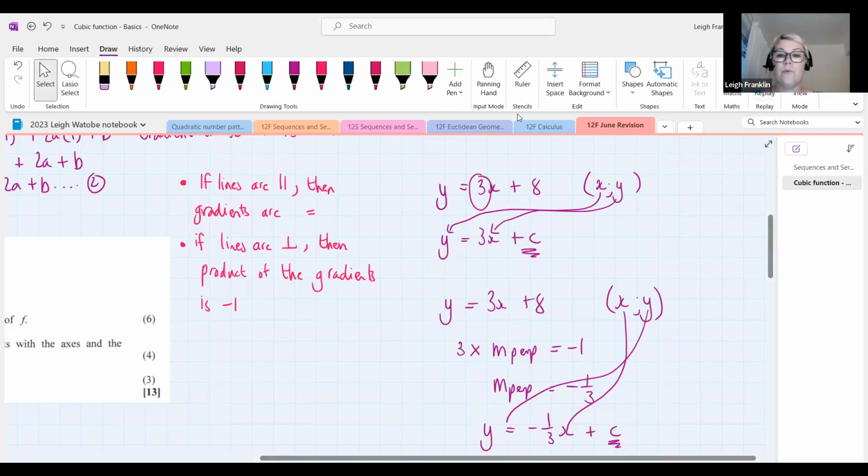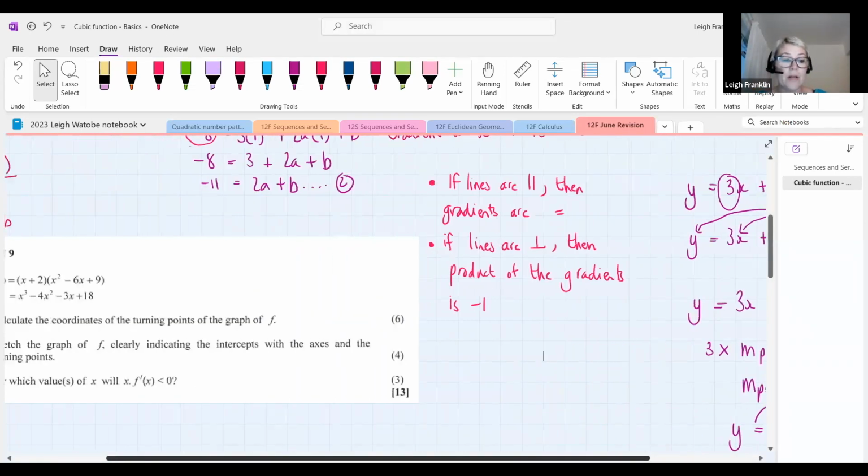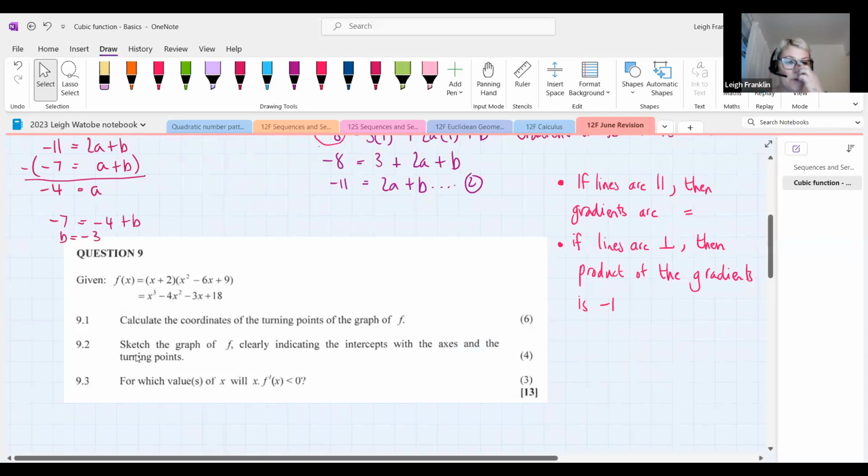Okay, so that's just something that we have to learn. The gradient of parallel lines is equal. The gradient of lines that are perpendicular, their product, when you times the gradients together, you get -1.